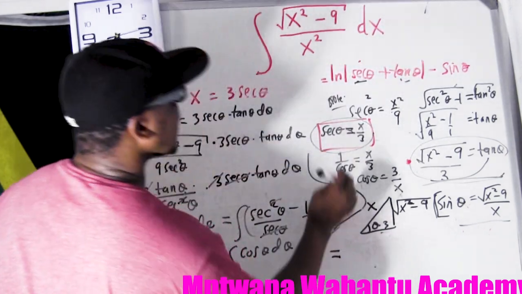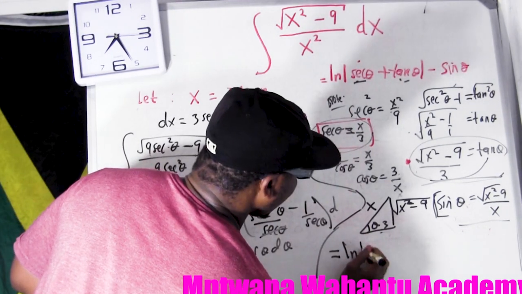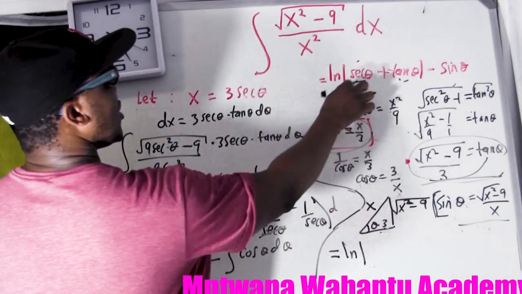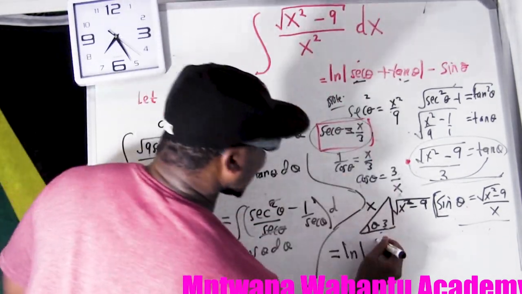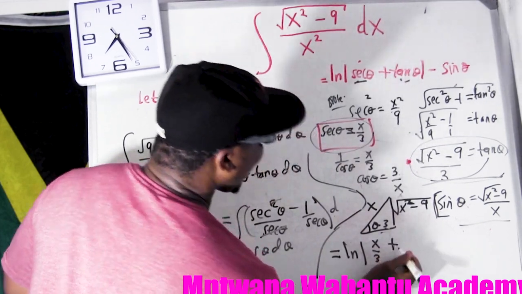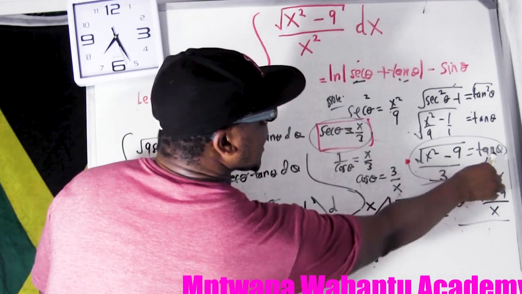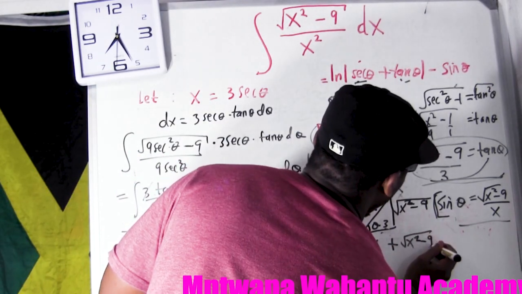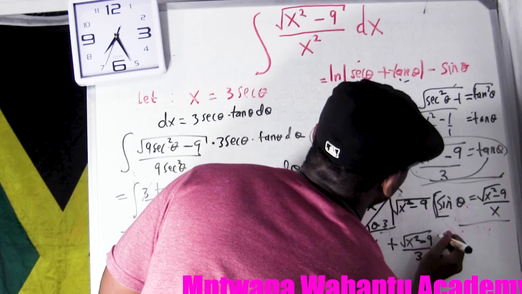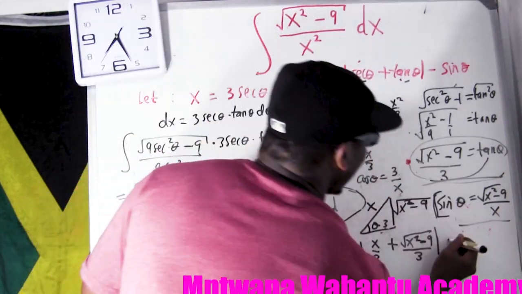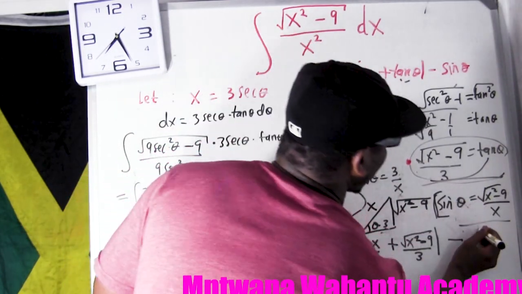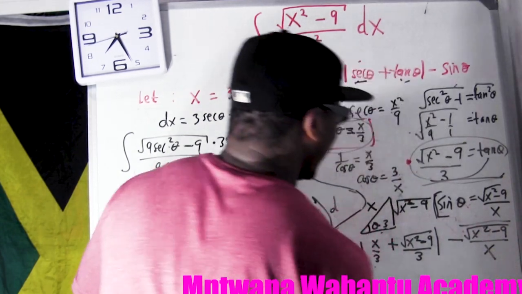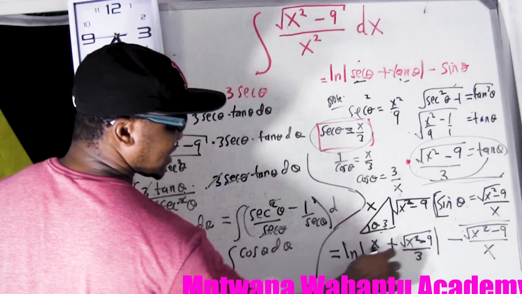So this equal to ln. Here we have our 3, just a triangle, I just leave a space there. Ln of sec, what is our sec? Our sec equal to x over 3. x over 3, and then plus our tan. Tan equal to square root of x squared minus 9, over 3, absolute. Now minus sine. Sine equal to this one here, so we say square root of x squared minus 9 over x. That's it.